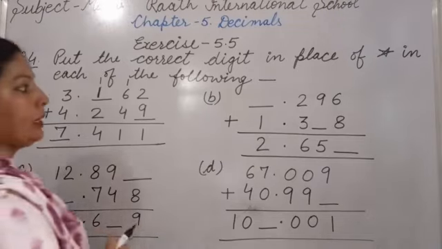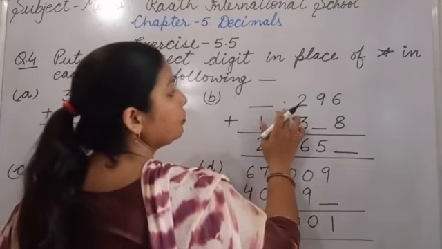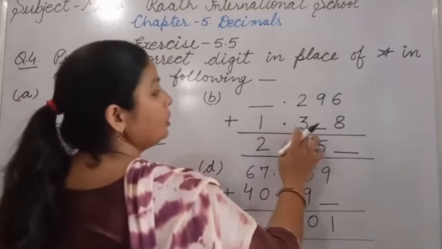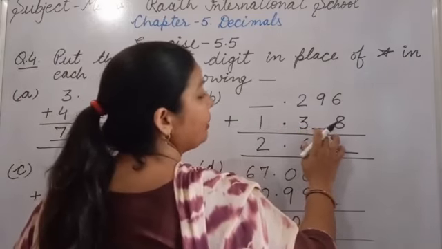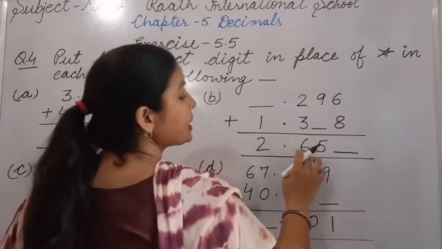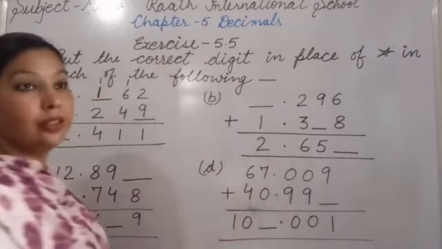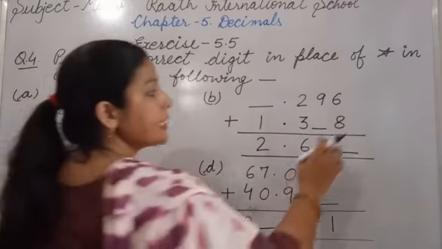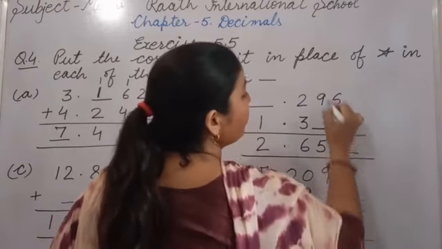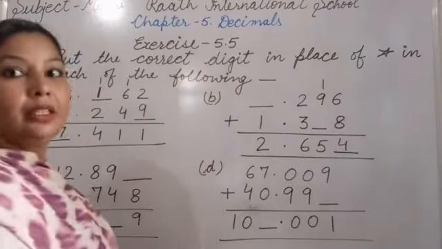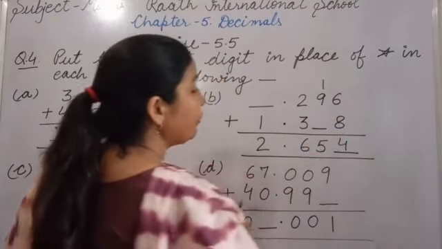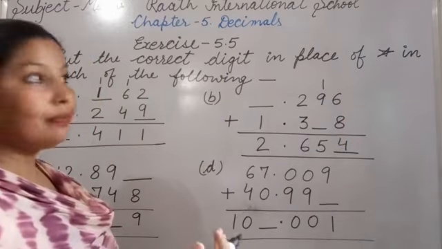Now it's the B part. In B part also you have blanks. 0.296 plus 1.2 blank, 3 blank 8. Then in the answer you have 2.65 and there is a blank. So let me start again. 6 plus 8. 6 plus 8 is 14. We write here 4 and 1 goes carry. Now 9 plus 1, 10. In 10 what do we add? Then we can get 5. So 10 is greater than 5.